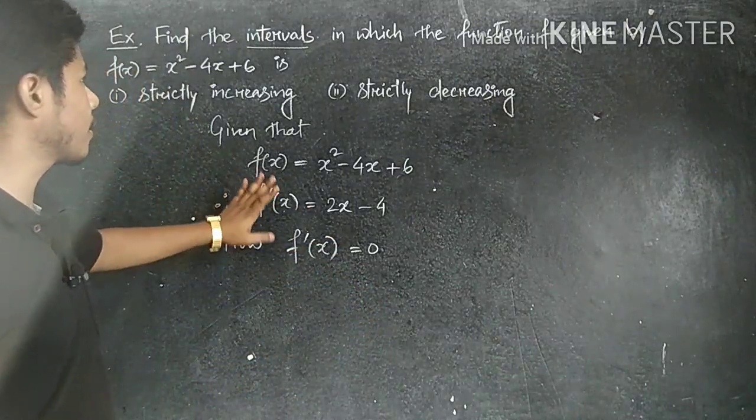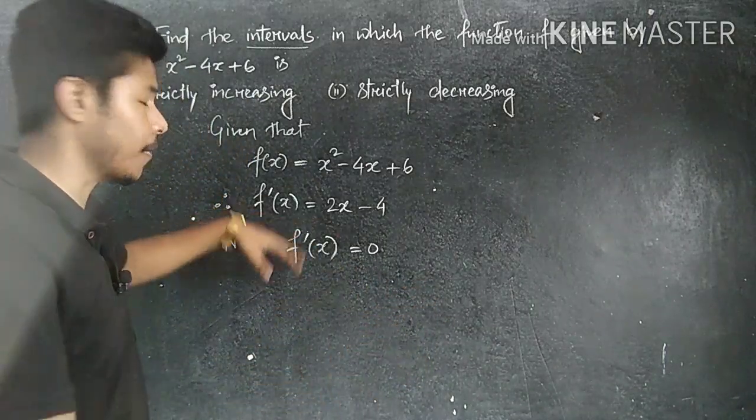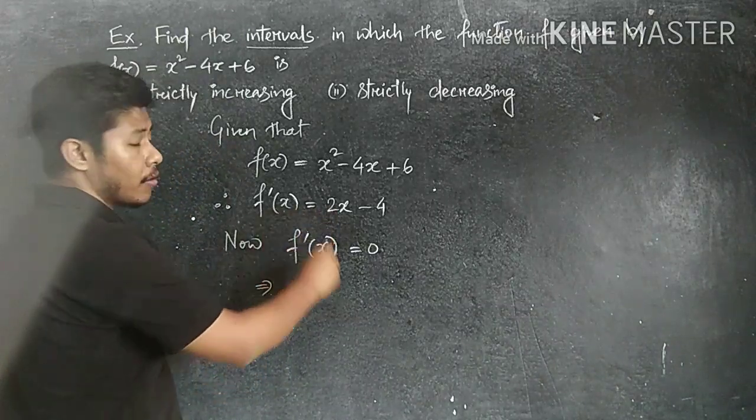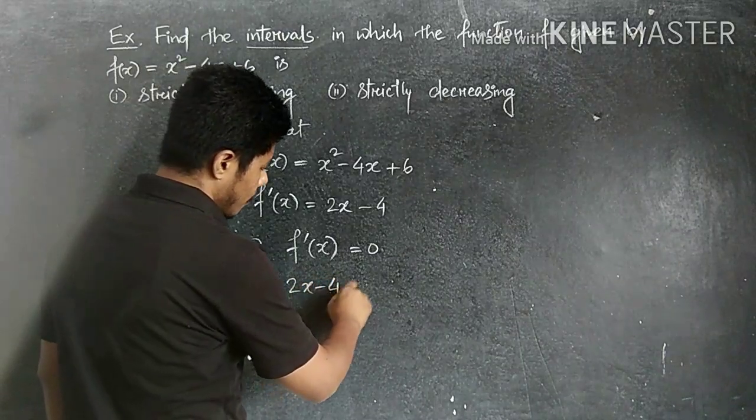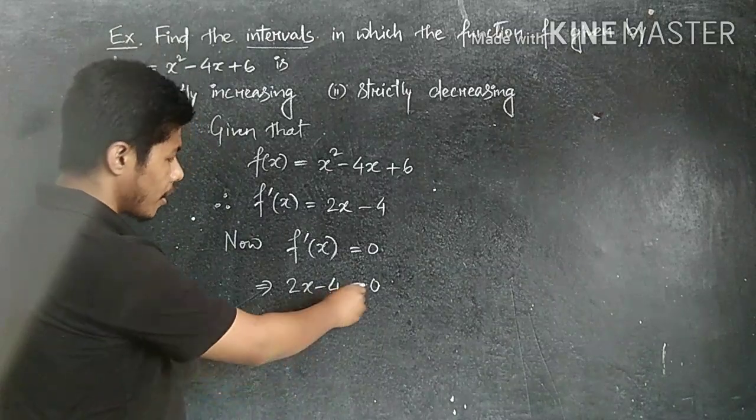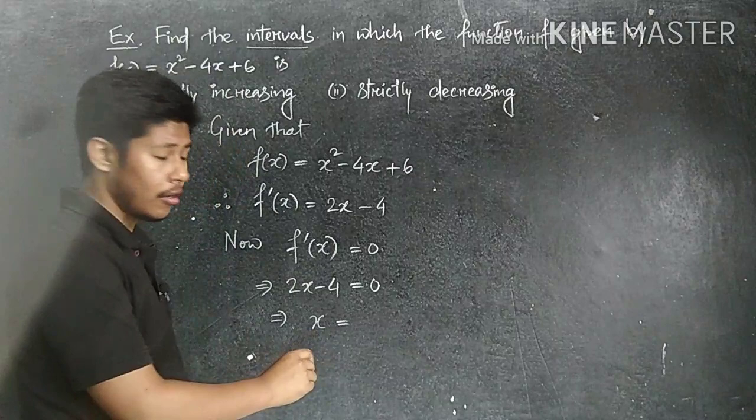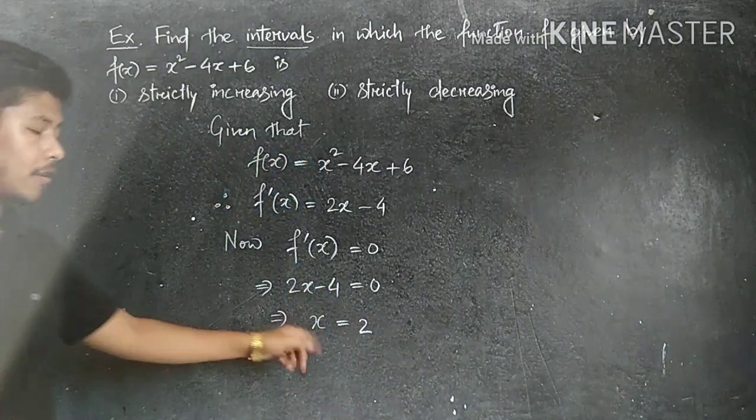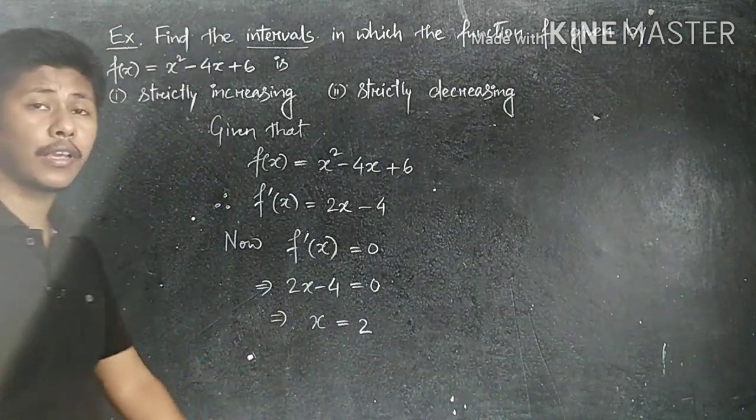For increasing and decreasing, for each and every question it is fixed: f dash of x equal to 0 we have to write after differentiation. The value of f dash of x we already know, twice x minus 4. So from here, shifting 4 and then cross multiplying 2, the value of x we get is 2, x equals to 2.